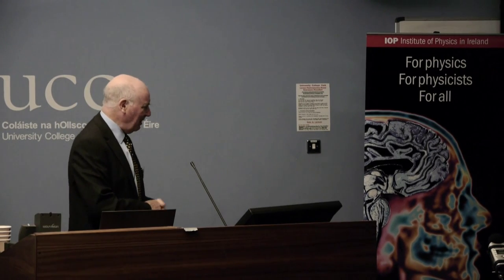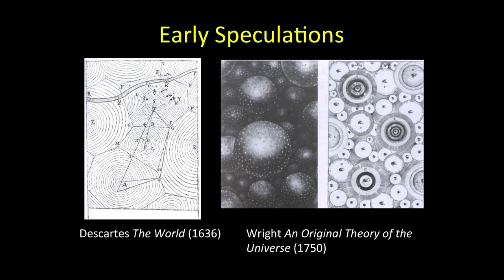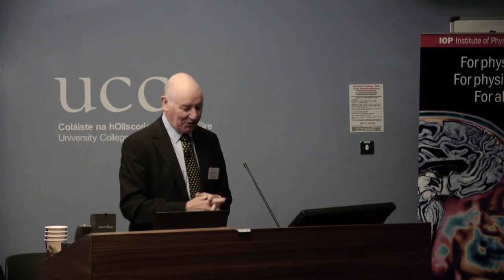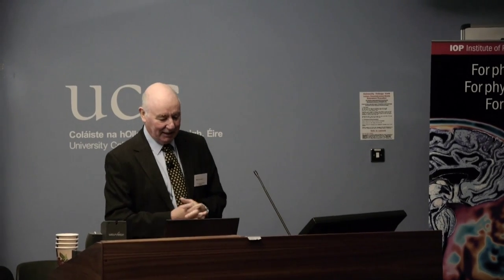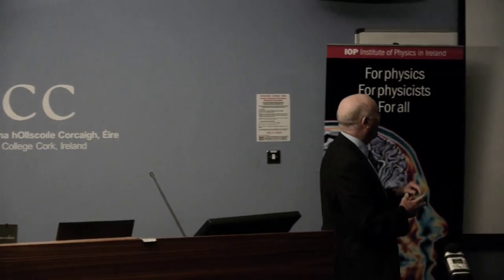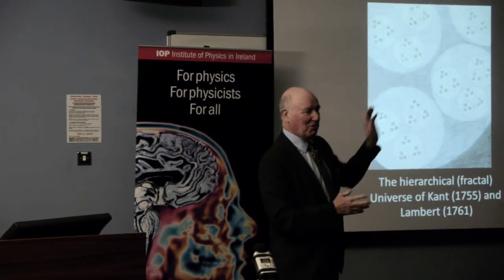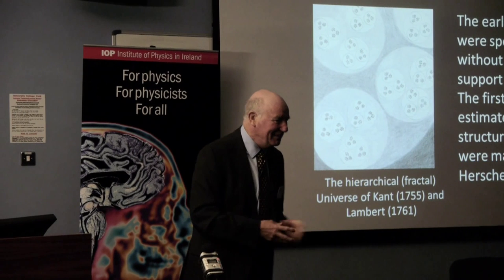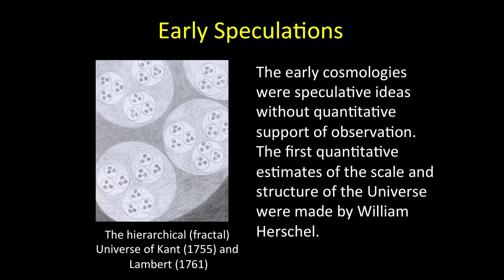So we started at the very beginning with the early speculative cosmologies from Descartes and Wright. And these, again, were not really supported by any observational evidence. They were sort of ideas about what the structure of the universe might look like. I like this one by Kant, which shows a hierarchical universe. You would call this a fractal universe now, which is, in some sense, not too far wrong.